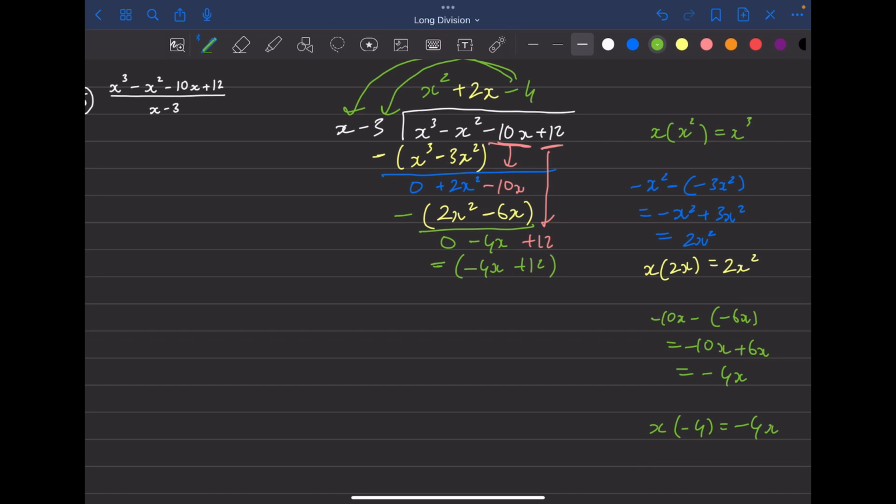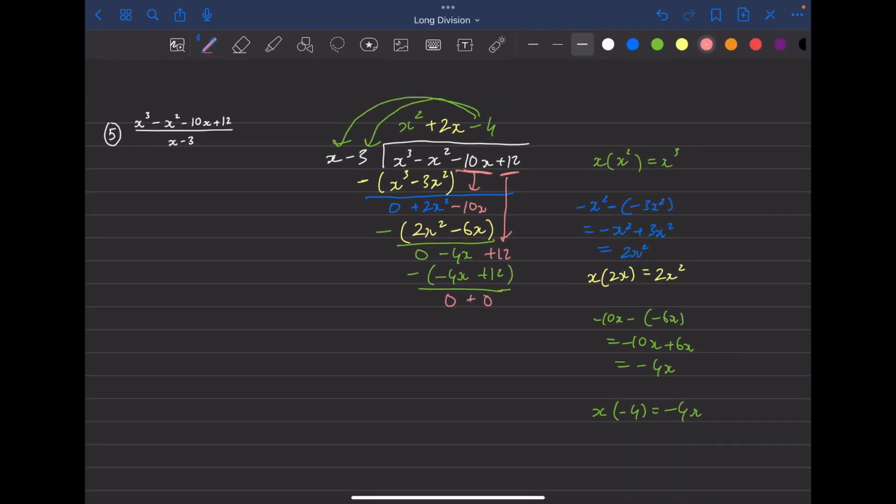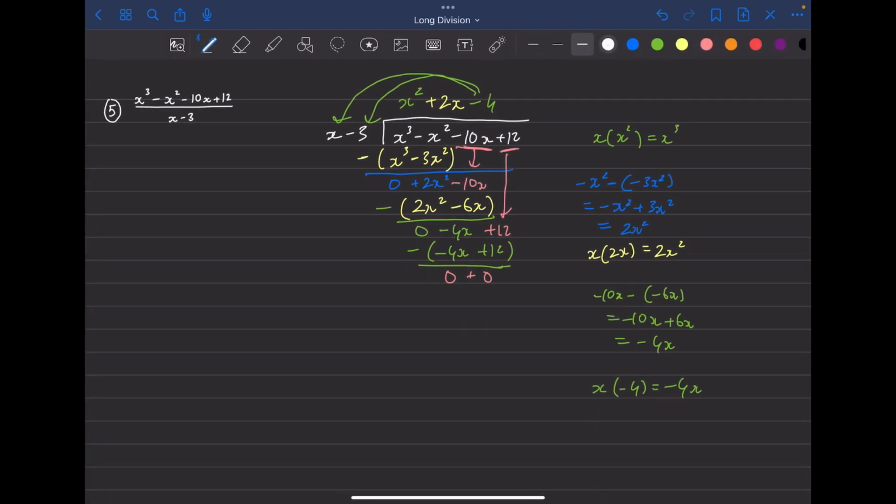Let's subtract all of this again in a bracket. Do not forget the bracket, because that is very important. And now negative 4x minus 4x is 0. 12 minus 12 is also 0. So we have a remainder of 0 this time, and we are done. But yeah, so since we are done, let's now write the answer in a formal way.